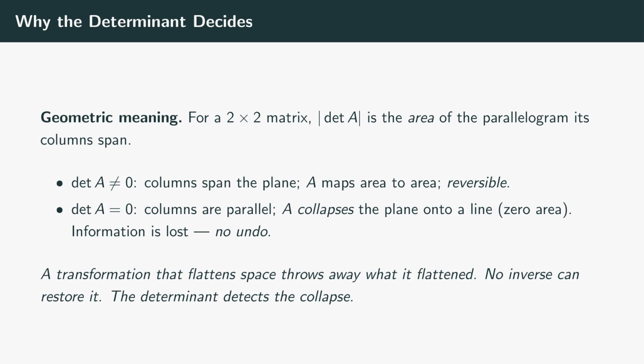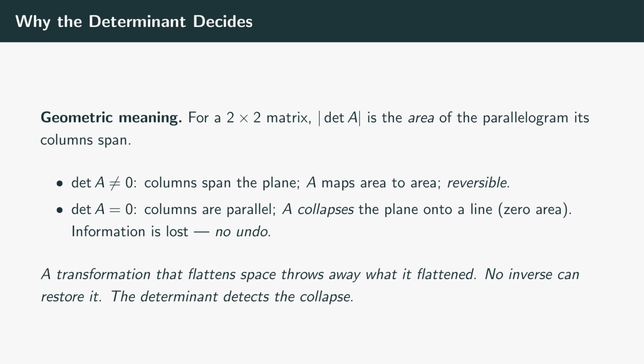Why should one number, the determinant, decide everything? Here is the geometry. For a 2x2 matrix, the absolute value of the determinant is the area of the parallelogram spanned by its two columns. Now think about what that means. If the determinant is nonzero, the two columns are not parallel, they span the full plane, and the transformation carries area to area without crushing anything. Every output came from exactly one input, so the map is reversible.